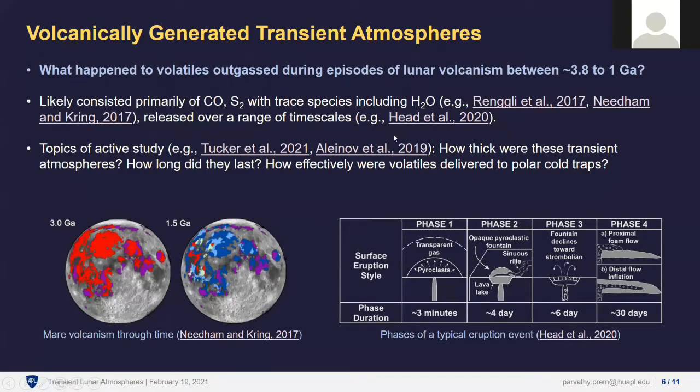And so these are some of the things. From sample analysis and looking at the rates of chemical reactions and so on, we have a good idea of what this atmosphere might have been made of. But something that's very much a topic of active study is the question of how this atmosphere evolved.